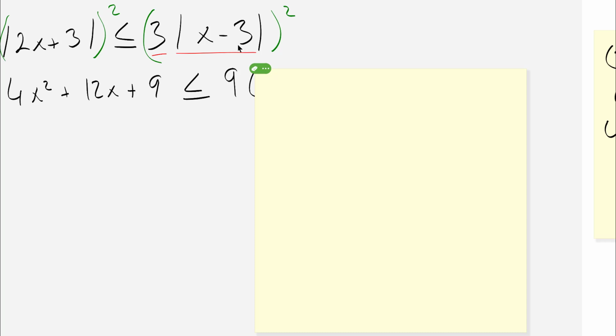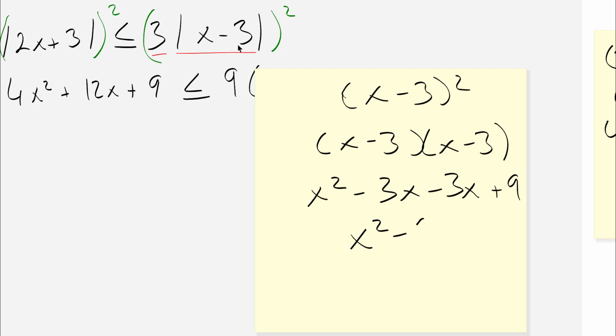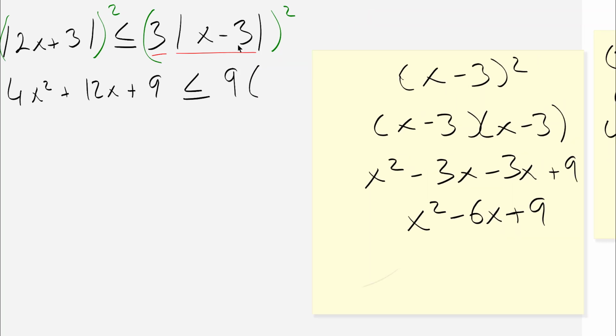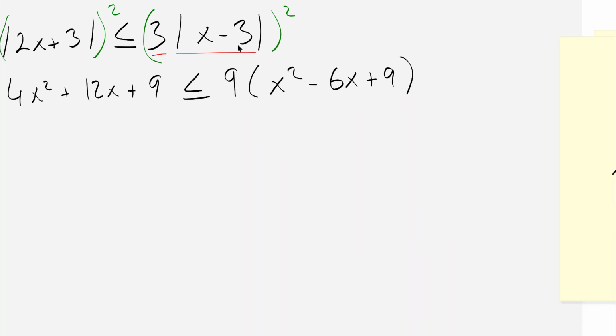So let's have a look at that. We have x minus 3 all squared, which means x minus 3 times x minus 3. So we've got x squared minus 3x minus 3x plus 9. So we've got x squared minus 6x plus 9. So that's what we have right here. x squared minus 6x plus 9. Okay, so we'll continue on then.